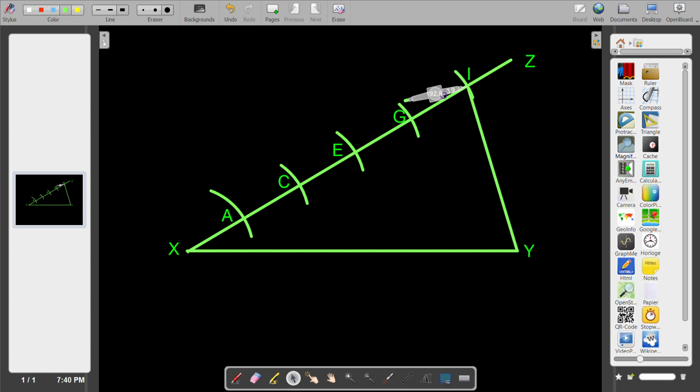Now with center I and taking the radius of any convenient length, we draw an arc cutting XZ at the point J and IY at the point K.